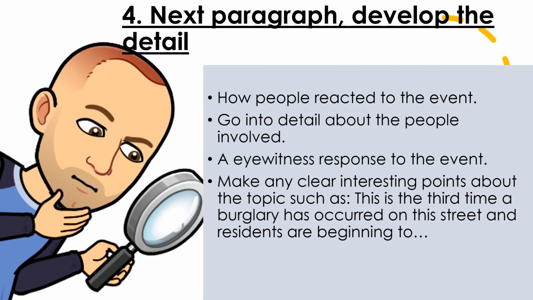So the fourth step, this is where you add extra detail that may be important to the subjects you're writing about, such as how the people reacted to the event. You might want to go into detail about the people involved, or you could give an eyewitness response to the event. That's someone who's seen the event as it's taken place and they've given their opinion on it. Or you might take this moment to make any interesting points, such as this is the third time a burglary has occurred on this street, and residents are beginning to. So any kind of extra detail. If you're doing functional skills, they are looking for you to go into any extra detail and bring about any interesting thoughts in this paragraph here, if you could.